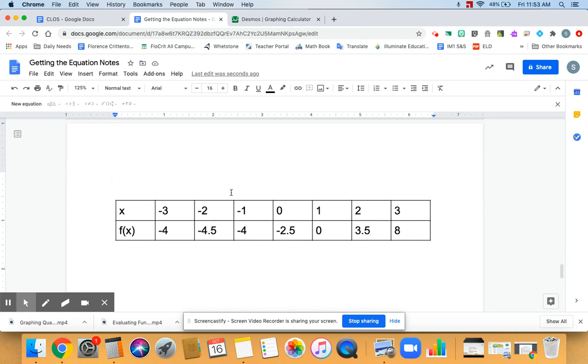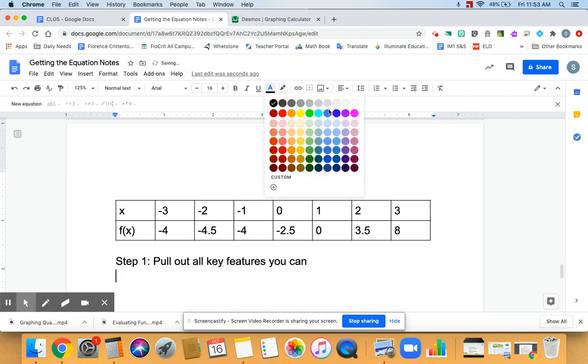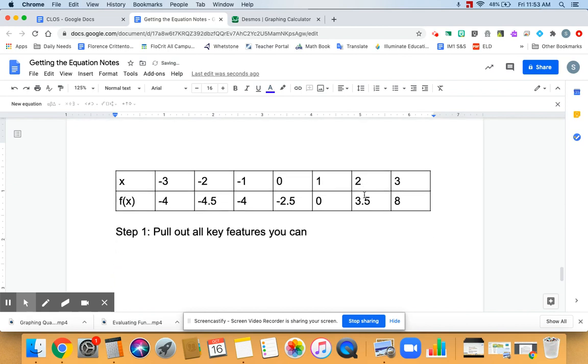This is my table example. Let's see if we can pull out all the key features in our table. So x-intercepts. Where are the x-intercepts in the table? Remember, x-intercepts are where the y value, the f of x, equals 0. So I only see one of them right now. Do you see this? This is the only one here. 1, 0.